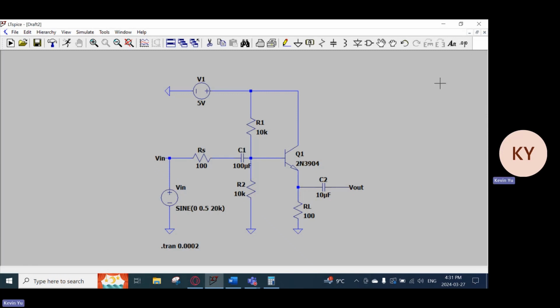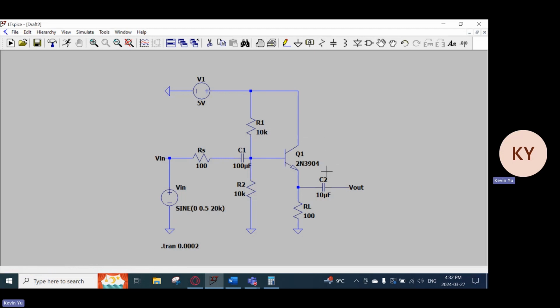To start off, I have an input voltage of a sine wave that is 0.5 volts with a frequency of 20,000 hertz. And this goes into Rs, which is 100 ohms, and goes through this capacitor as well, which is 100 microfarads. And then it goes into the resistor bias junction. So R1 is 10K ohms as calculated before, and it shares a common voltage with the collector. And then R2 is also 10K ohms, which goes to ground.